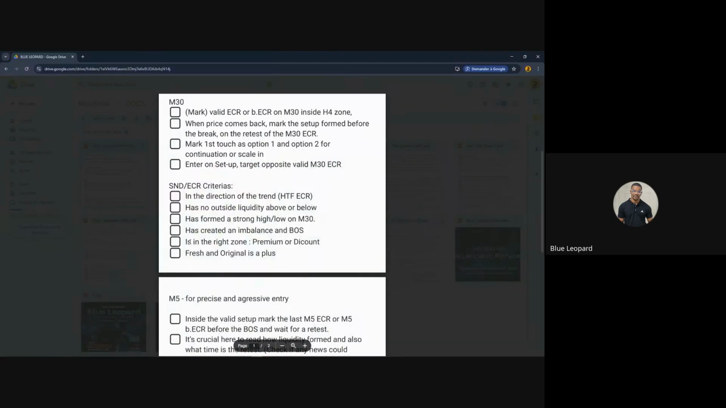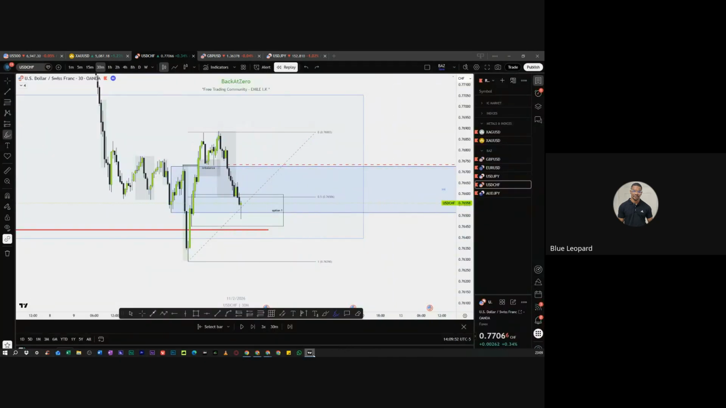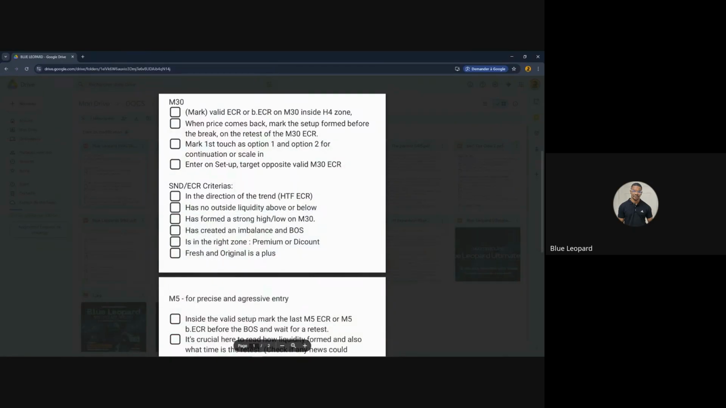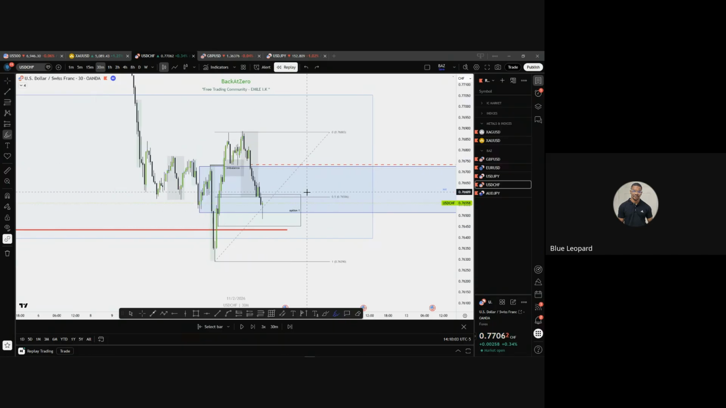You will go here and check if it's the right zone, premium or discount. Remember, if we have a range, you pull up the 50% fib, like from here to here. Where are we? Premium and discount. We are down here in the discount zone. Okay, so it's correct criteria. And fresh and original is a plus. If it was not used yet, it's a plus. But if it was used, you should see if it matches with your time, like the time of your session, you can still take the trade with the same option.